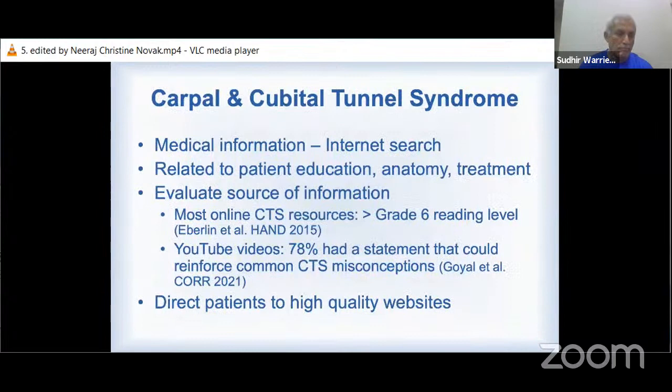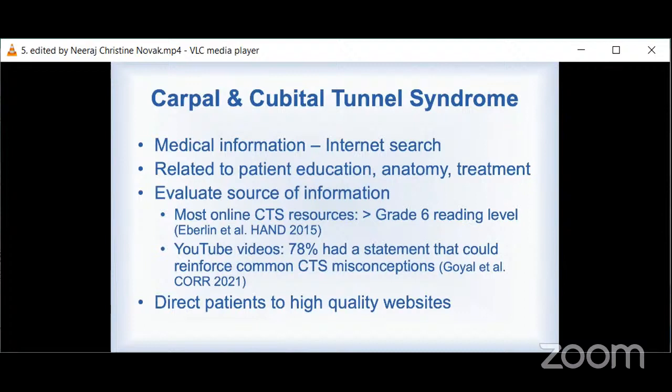While many patients have probably heard about carpal tunnel syndrome, certainly fewer have heard about cubital tunnel syndrome. And rest assured that likely every patient that you see has done an internet search to obtain more medical information. Many of the websites online are related to patient education, anatomy, and treatment, but it's important to evaluate the source of the information. A recent study looking at online resources related to carpal tunnel syndrome found that most of them were written at a higher than the recommended grade 6 reading level, which may be challenging for some patients to understand the information being presented.